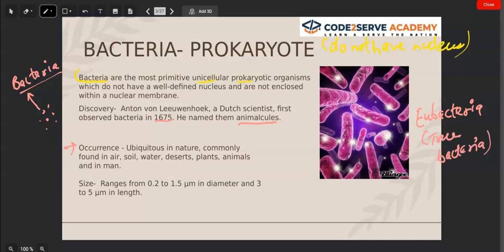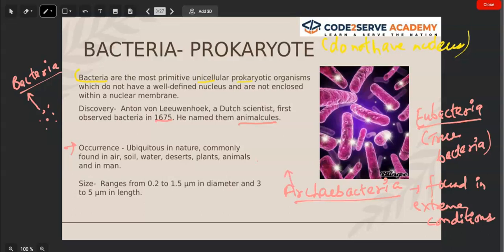They are found in normal areas like air, soil, water, desert, plant, animal, and in humans also. But there is one type of bacteria that is called the archaebacteria. Now this class of bacteria is a little different. They are found in extreme conditions. They are not found in normal conditions, right? That is why these archaebacteria were the most primitive ones. The archaebacteria were the first ones to be found.